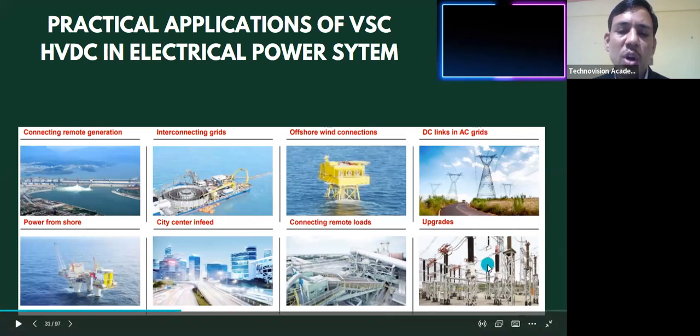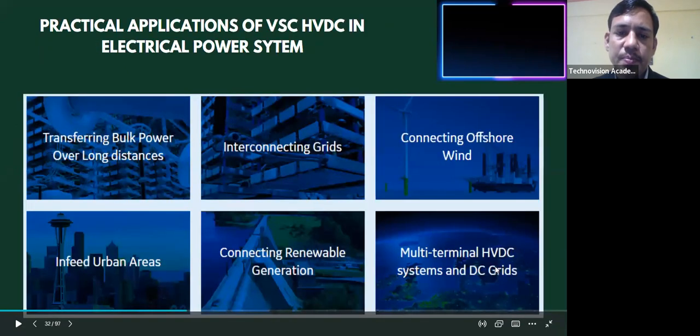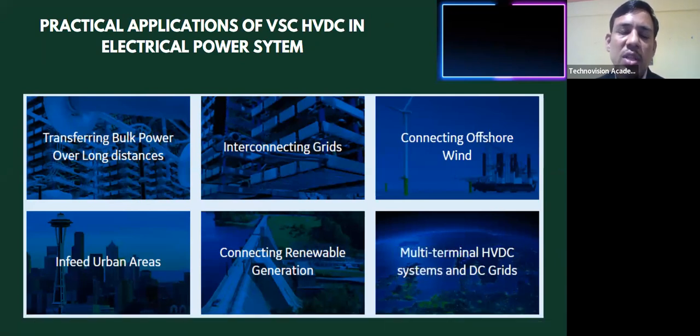So there are many more applications. Later on we'll see advanced applications also. That is multi-terminal HVDC systems and DC grid formation. There are many more benefits by connecting a multi-terminal DC link. Redundancy is high, reliability is more, and DC grid formation means we are going towards completely stable operation of the power system by using this magical technology.